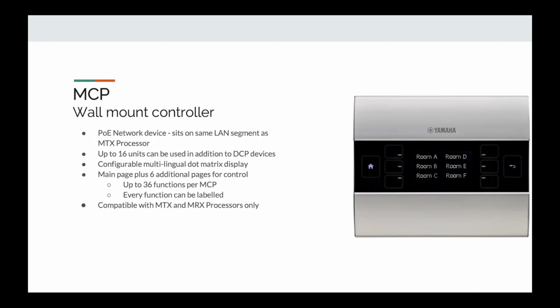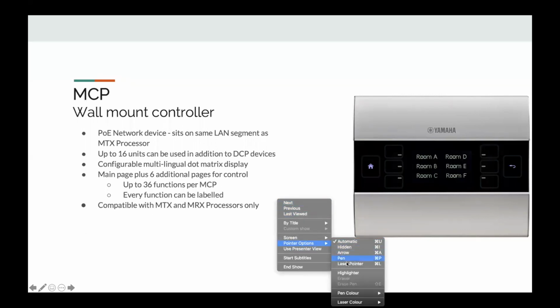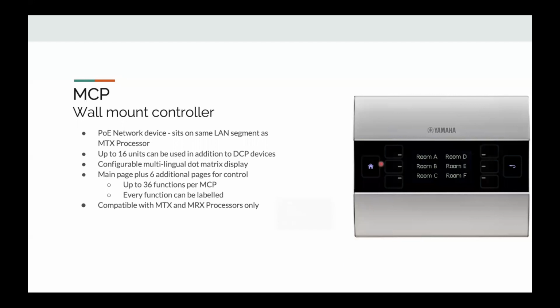So the MCP is a programmable keypad. We use one in our training room, and it has a, let me just get my laser pointer up. It has a home button, which always takes you to the front screen, and a back button, which always takes you back, and then 6 programmable buttons. And all of this text is completely programmable to your requirements. So one of the nice things about the MCP is that it's something that you can automatically label.